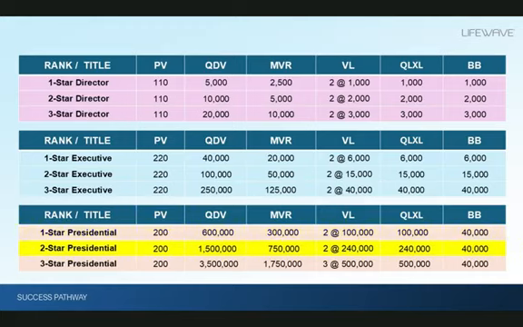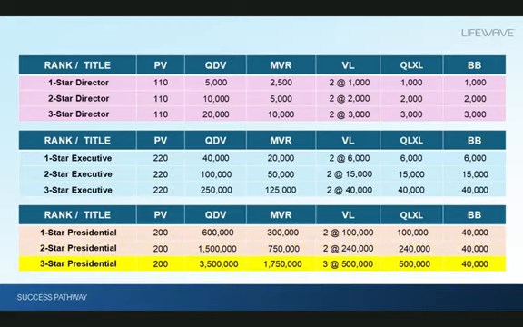To achieve two-star presidential, you will need 200 PV, 1.5 million QDV with MVR of 750,000, two legs at minimum 240,000 per leg, and outside largest two legs of 240,000, and binary balance of 40,000.